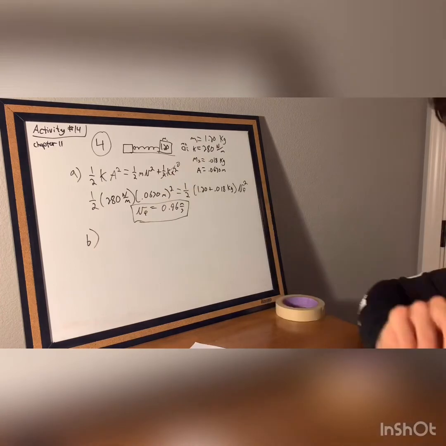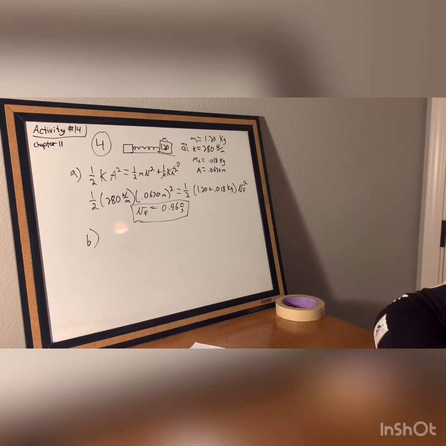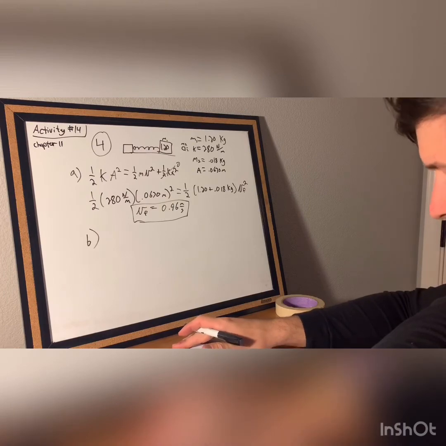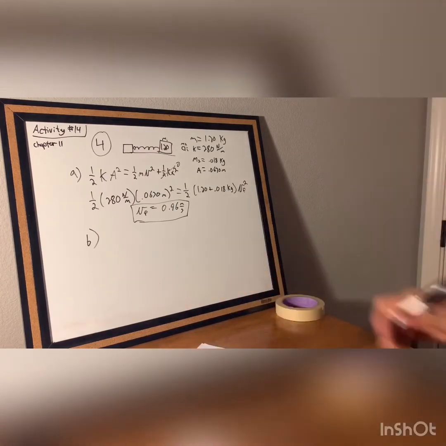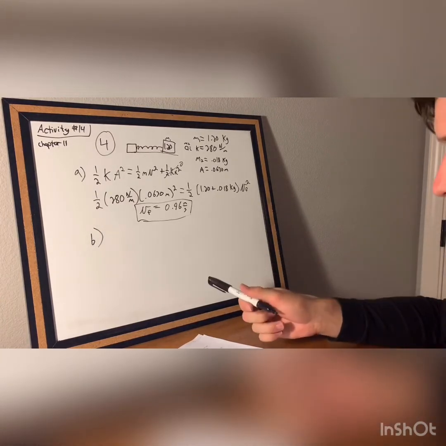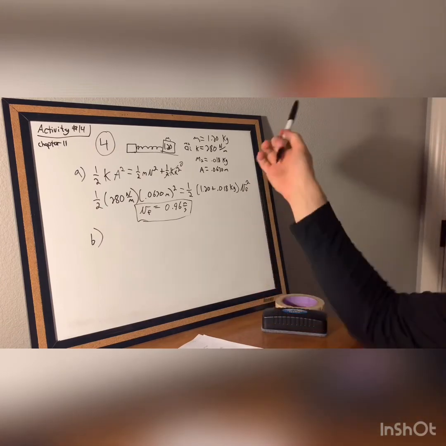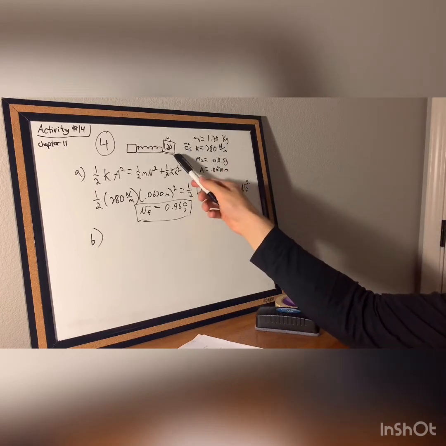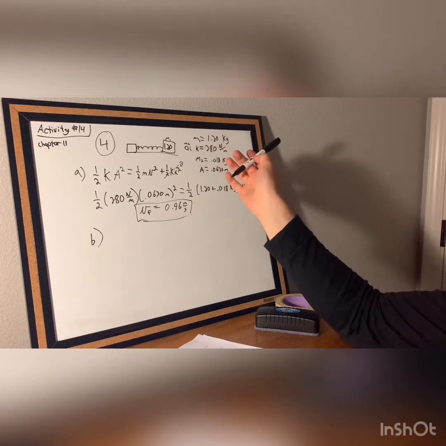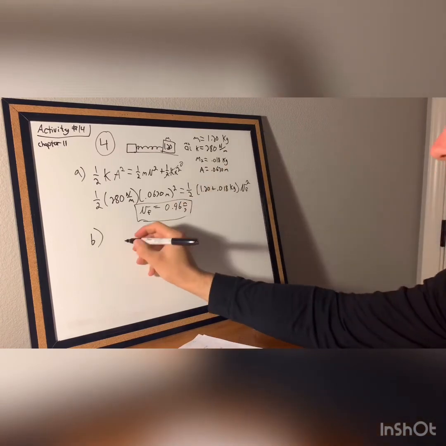All right, and then for part B, it's asking what was the speed of the bullet just before it hit the block. If you think about it, we have the mass of both of the objects, the bullet and the block, and we know the final velocity after it lodges itself into the block. So a really easy way to figure this one out would be to use the conservation of momentum theorem.